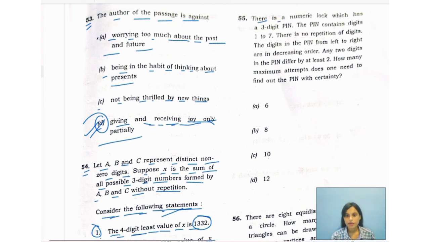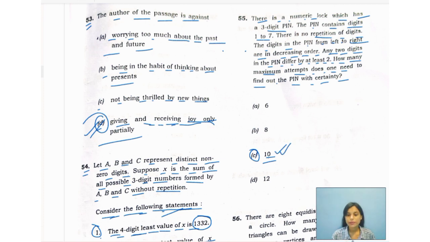The question says there is a numeric lock which has a three-digit pin. The pin contains digits 1 to 7. There is no repetition of digits, and the digits in the pin from left to right are in decreasing order, starting from the highest number to the lowest number. Any two digits in the pin differ by at least 2. How many maximum attempts does one need to find out the pin with certainty? The number of attempts that a person can make is 10. So that was the discussion. Let's continue with the other questions in our other classes.